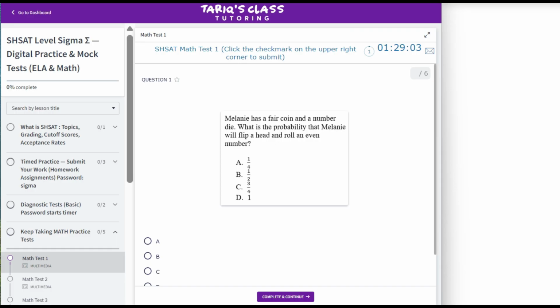Today we're going to be taking math test number 1 from my digital platform. And since the timer is running, we're going to get started right now. So we have 90 minutes to complete this math test.